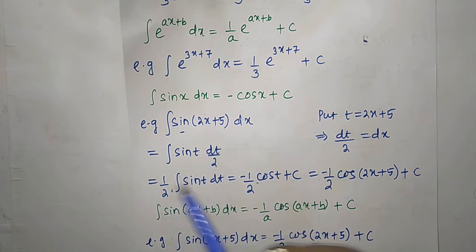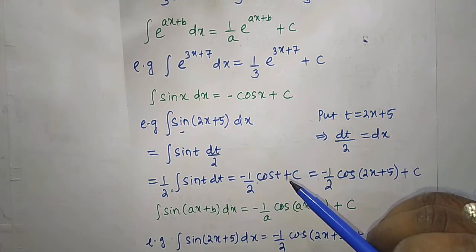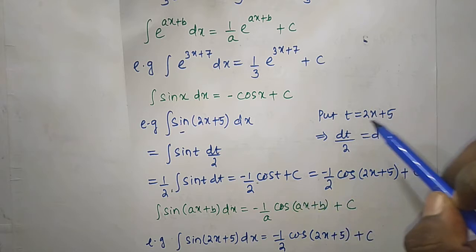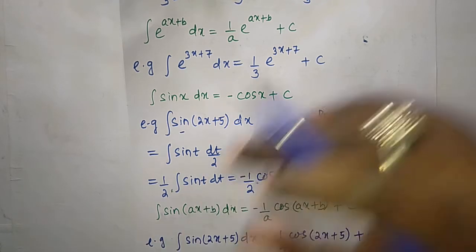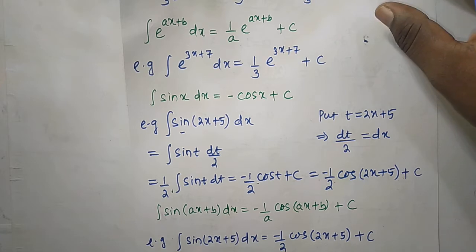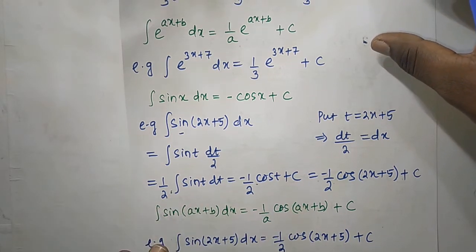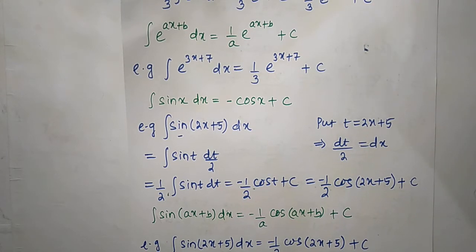So take 1 by 2 common. Integration of sin t is equal to what? Minus 1 by 2 cos t plus c, and again put back the value of t here. So minus 1 by 2 cos 2x plus 5 plus c. Okay. These are the integration by substitution method. Okay. I think from all these examples you have got a clear idea how to do integration by substitution.